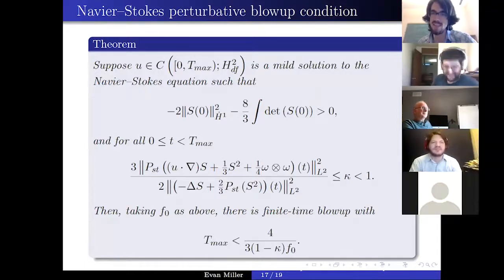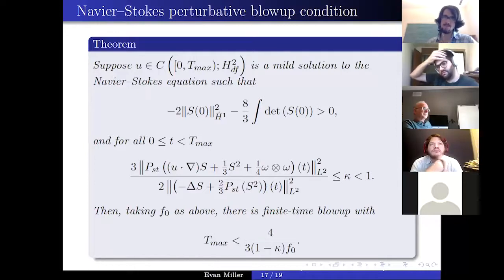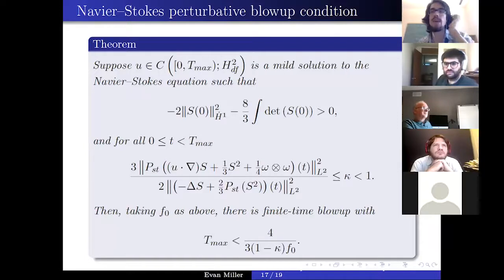Okay. I'm curious because you mentioned, but I couldn't maybe follow, that there are some conserved quantities for these strain equations. This is the first time that I see these. So I'm curious about what kind of quantities are conserved. Well, there aren't really any conserved quantities that I know of. If we're talking about the model equation, there aren't any conserved quantities.